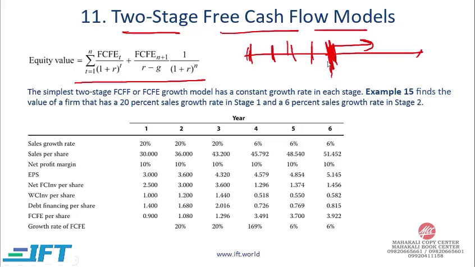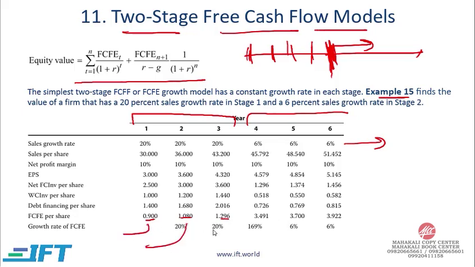A very simple scenario is given in example 15, where we are told that for 3 years the growth rate is 20% and then it is 6% forever. And the assumption here is that we can then compute the free cash flow per share, and you discount back each of these cash flows, and then for all these other cash flows you assume the Gordon growth model and discount back. Since you've done this before, I'm not going to repeat the calculation.